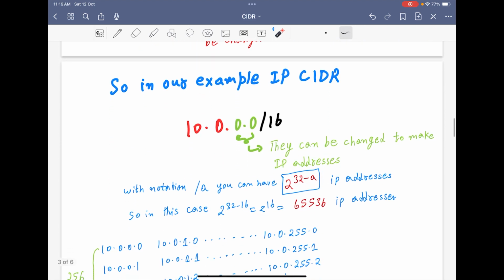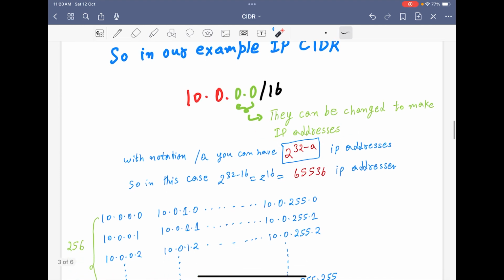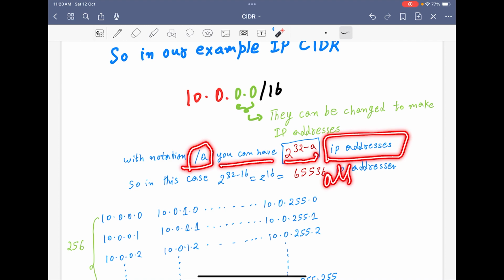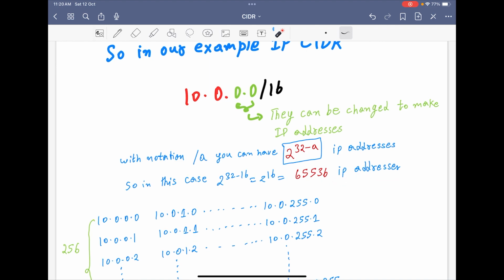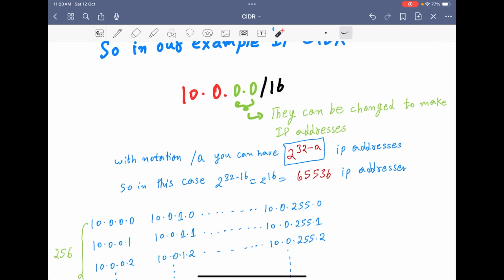So in our example CIDR we have 10.0.0.0/16. For the mask of 16, we can use the last 2 octets for the IP addresses. As a general formula, with notation of /a, you can have 2 to the power 32 minus a IP addresses allocated in a particular CIDR. In this case we have specified a as 16, so 2 to the power 32 minus 16, which is 2 to the power 16, we will have 65,536 IP addresses available where we can allot our resources.